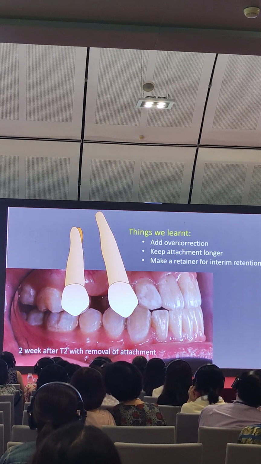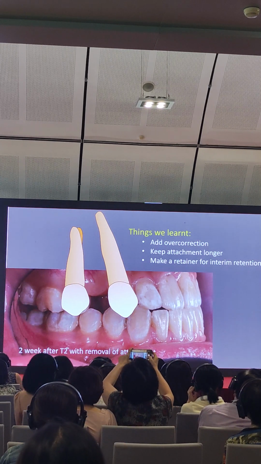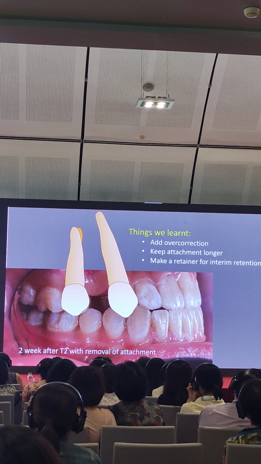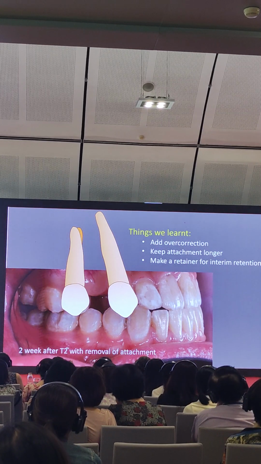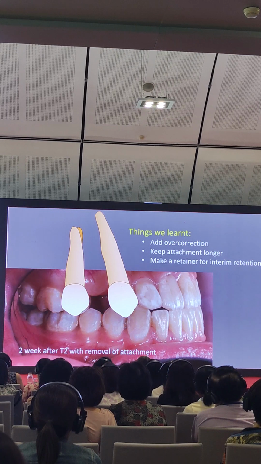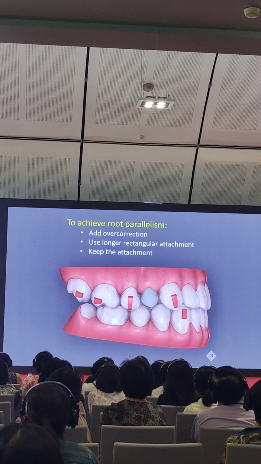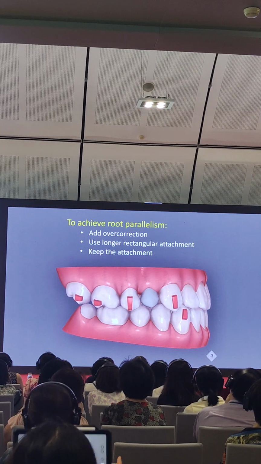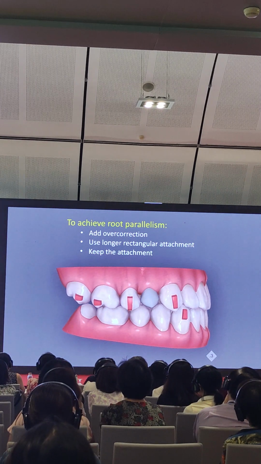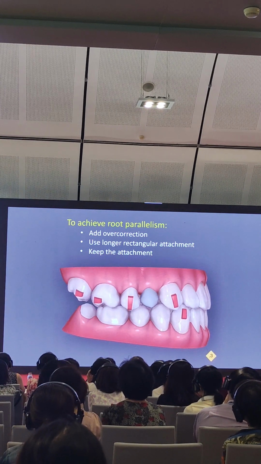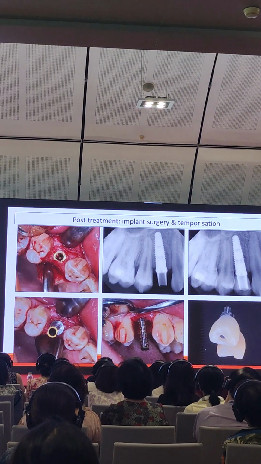We need to do another design by adding overcorrection, and we also keep the attachment longer and use rectangular attachment. We need a retainer for interim purposes, because the aligner is sometimes too soft to serve as a retainer. So the long rectangular attachment puts in some overcorrection, and I try to keep the attachment longer until we get the final prosthesis. Make sure it fits in, and to prevent relapse.